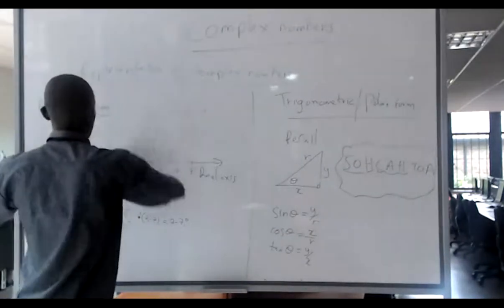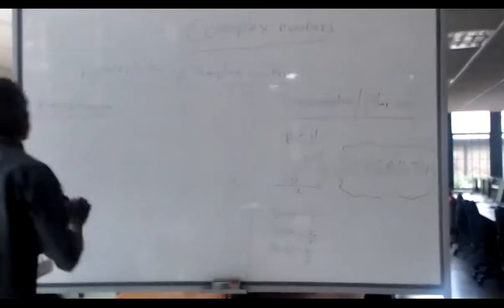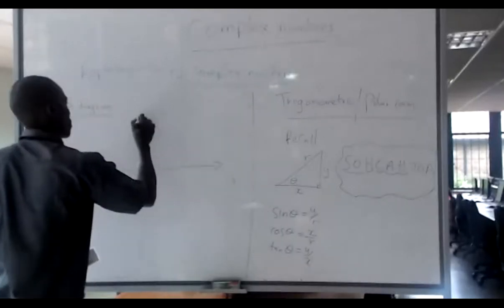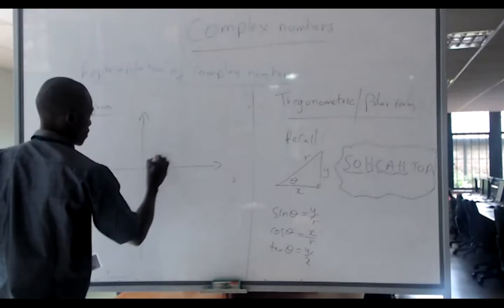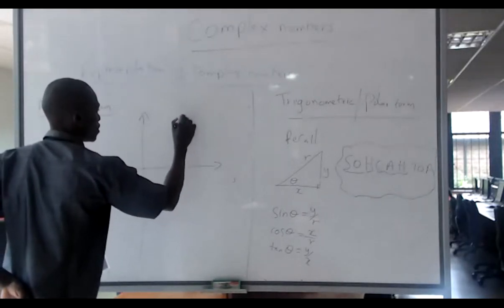Now, from the Argand diagram, suppose I have a point somewhere there, some point, let me call it Q.